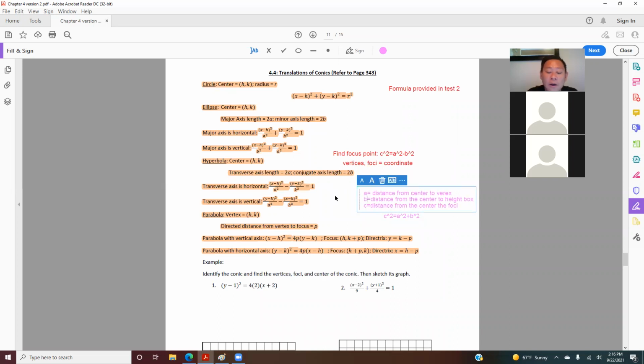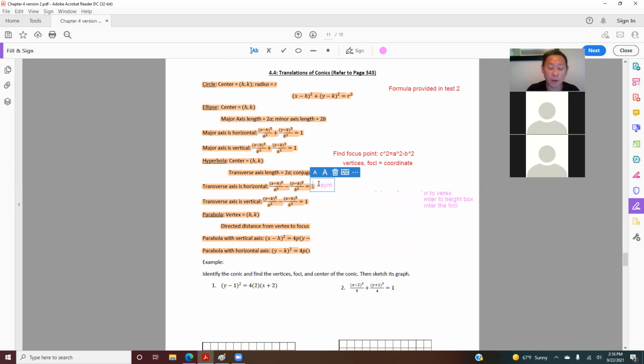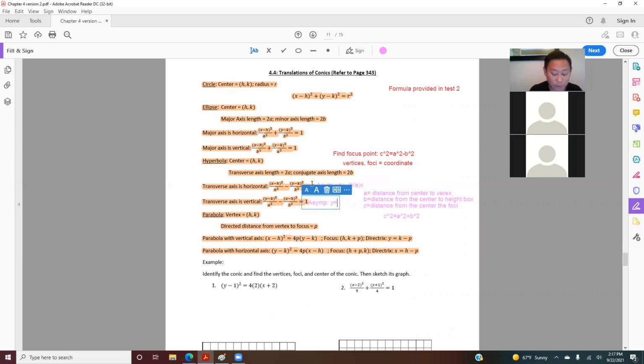And now I need to tell you about your asymptotes. In order for you to find your asymptote, y equals, so what you do here, if it's horizontal, this is your y, this is your x. It's going to be plus or minus, y is b, x is a, so it will be b over a times x. For the asymptote in the other case, if you know one, then the other one you simply flip-flop it. Plus or minus, or you can look at it here: y is a and x is b, so it will be a over b times x.